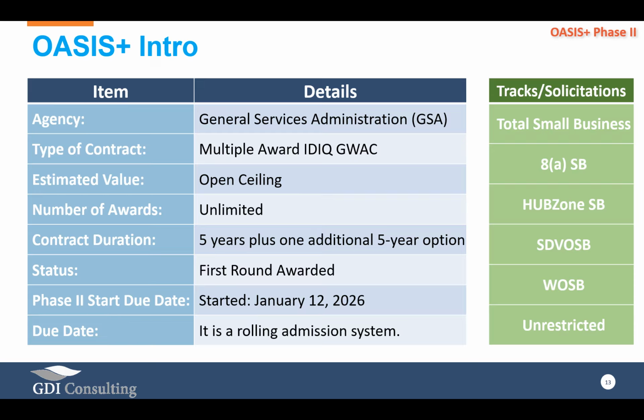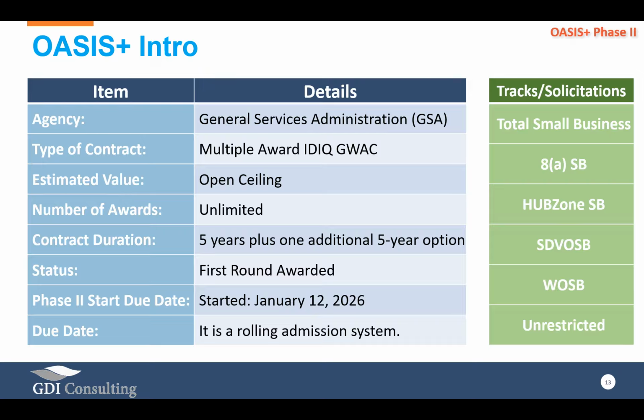First round was awarded. Phase 2 has started January 12th, 2026, officially has started. And it's a rolling admission system, so there's no due date specific. Obviously, the sooner you can get on it, the better, because then you can participate in the task orders that are out there. Now, there are 6 tracks, as they're called.